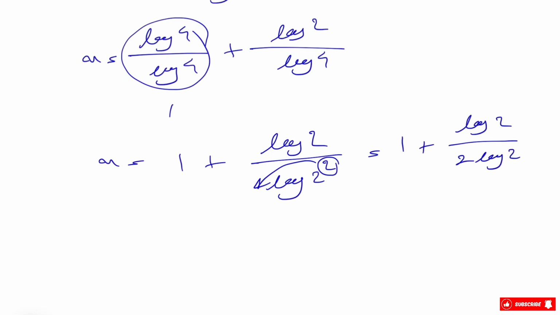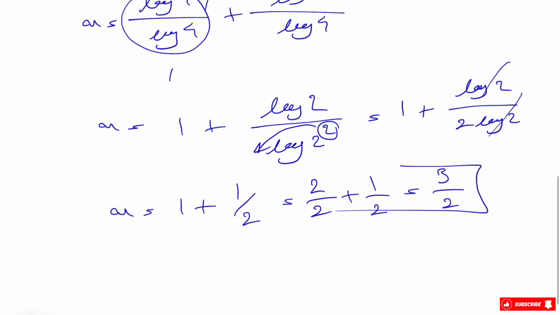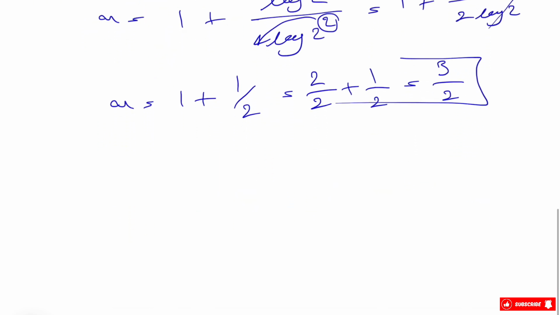And this will be cancelled out with each other, and our x will be 1 plus 1 divided by 2, which will be 2 over 2 plus 1 over 2, and this will be 3 over 2. And that would be the answer for x. But let's just plug this in our equation, see what we get.